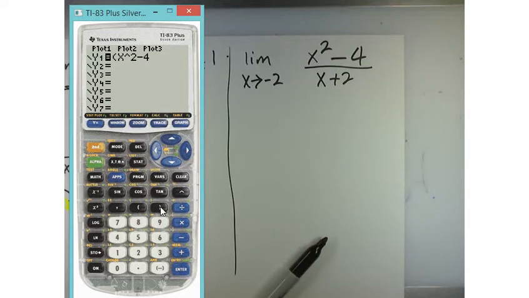I want you to understand the concept before we dive into the algebra part. So I have x plus 2 on the bottom. Oh, did I? We'll insert right there.